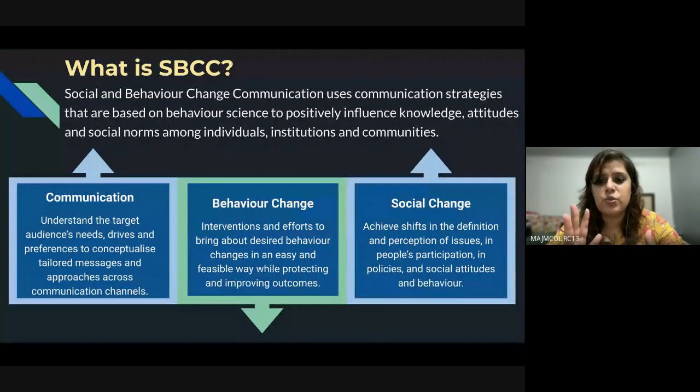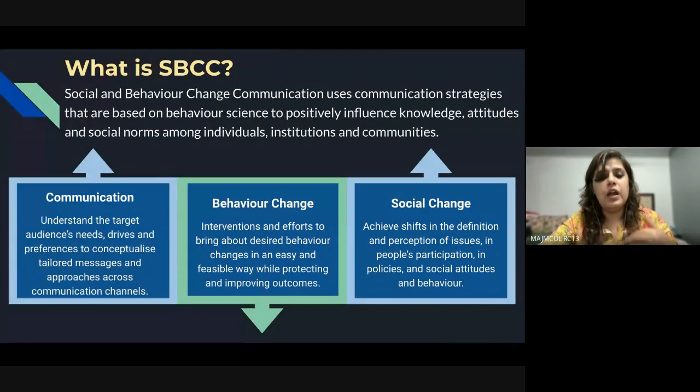So there are three tangents to social and behavioral change communication. One is communication, where we understand what kind of communication tools we need to apply. For that, we need to understand the target audience, their needs, their drives, what kind of preferences they have. This is essential for understanding their behavioral change, what kind of tools may help to bring about a behavioral change. Now, behavioral change is not an easy process. Therefore, social change also needs to be taken into consideration. Behavioral changes are specifically linked to psychological changes, while social change is a change in the society or the surroundings around them.